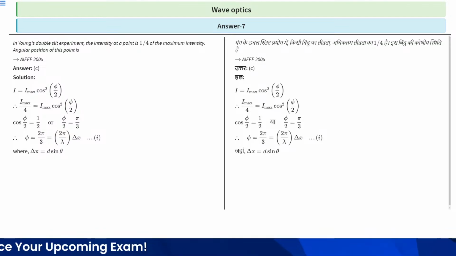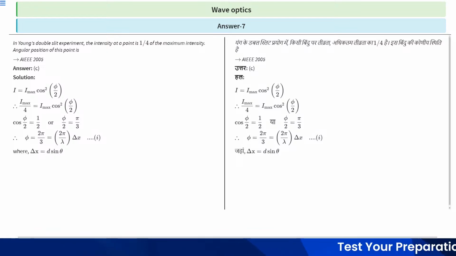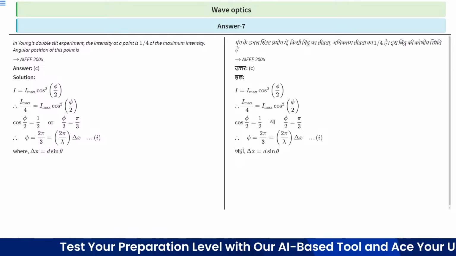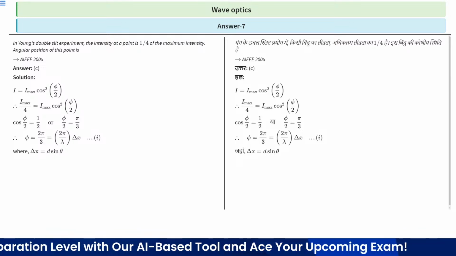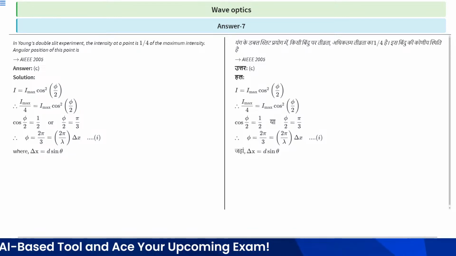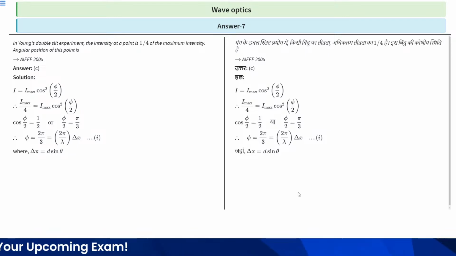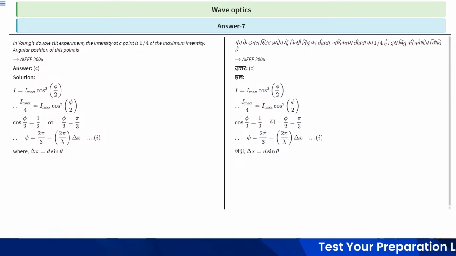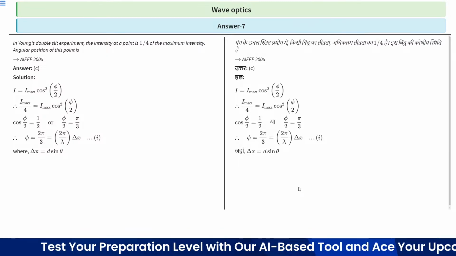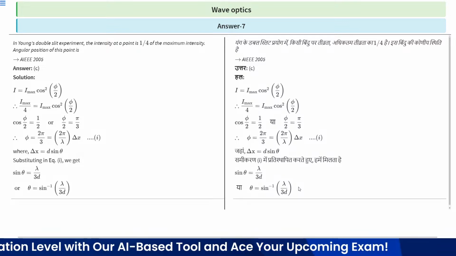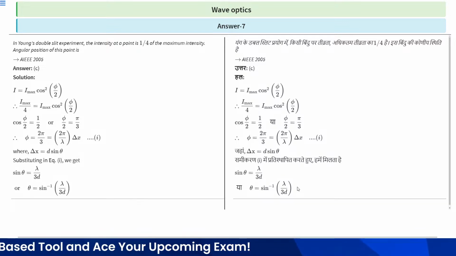So I max cancels out. Cos phi by 2 is equal to 1 by 2, so phi by 2 is equal to pi by 3. So phi becomes 2 pi divided by 3. And phi is equal to 2 pi divided by lambda multiplied by delta x. This is the relation between the phase difference and path difference, and let this be equation first, where delta x is equal to d sine theta.